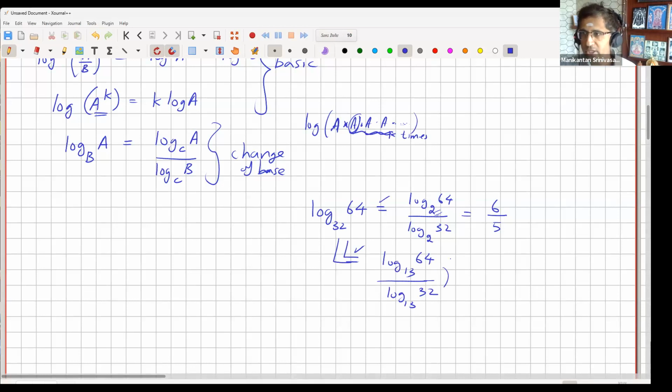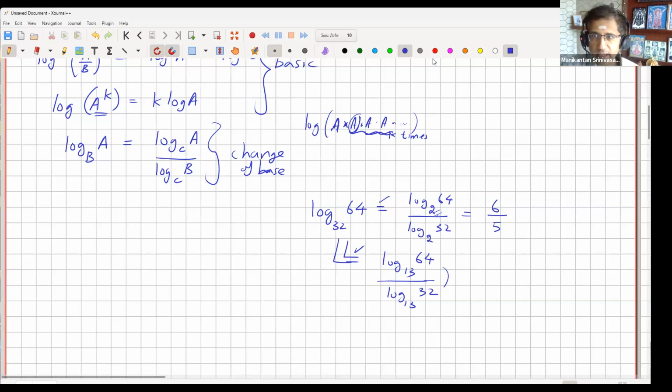Because log 64 to the base 2 is something I know. Log 32 to the base 2 is also something I know. I get to choose what the changed base should be to suit me, to help me. Okay, so that's the change of base rule.